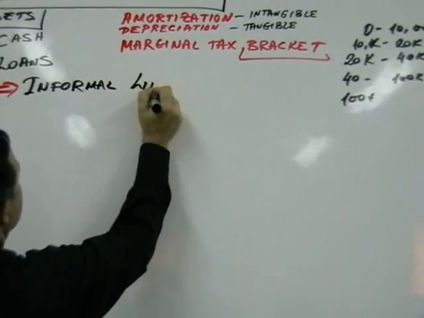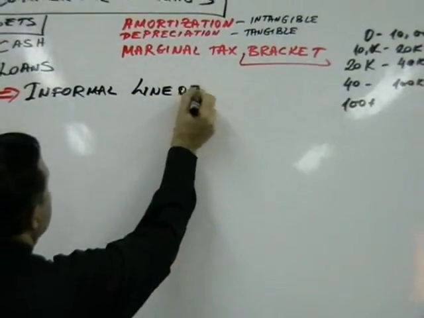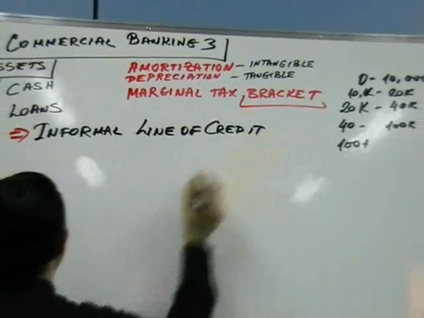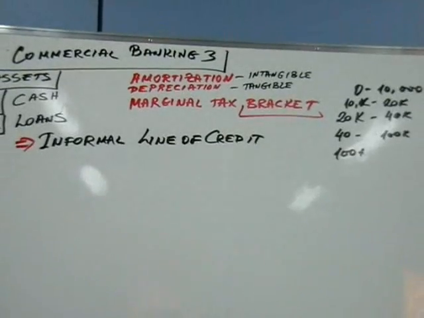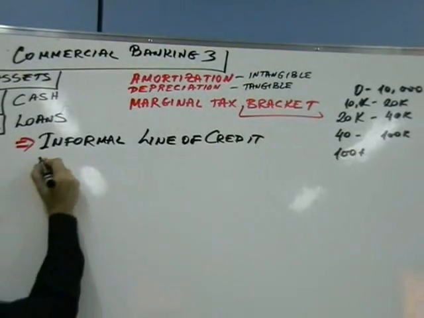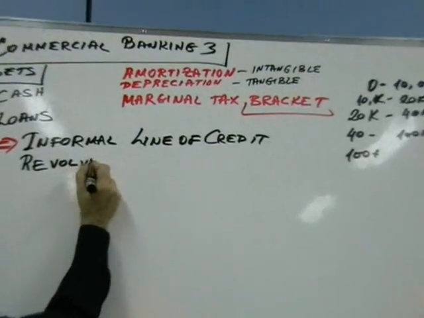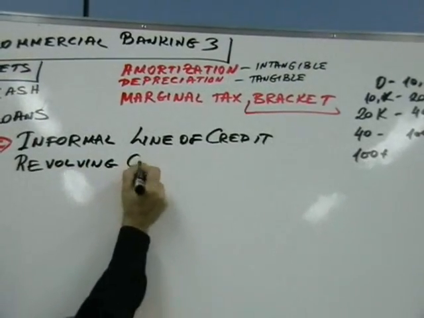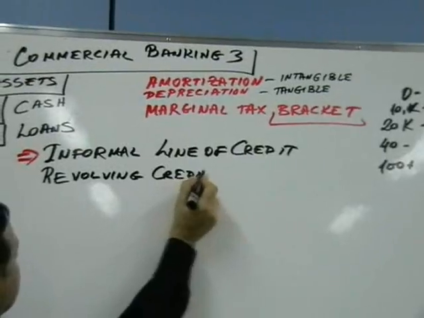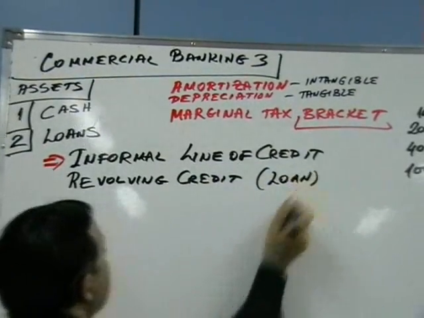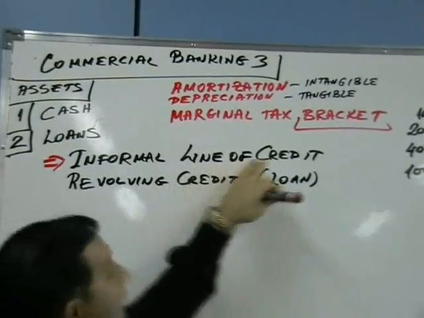Informal line of credit. And the next one is revolving credit loan. So, revolving credit, sometimes revolving credit loan.